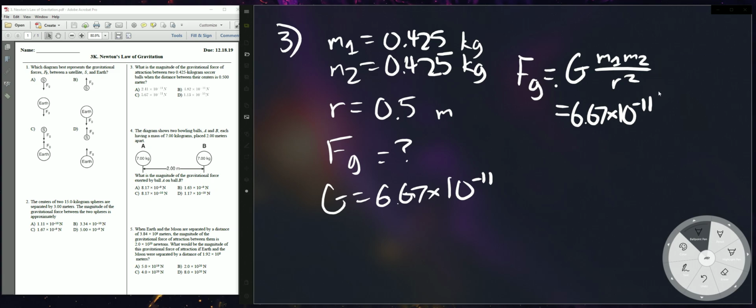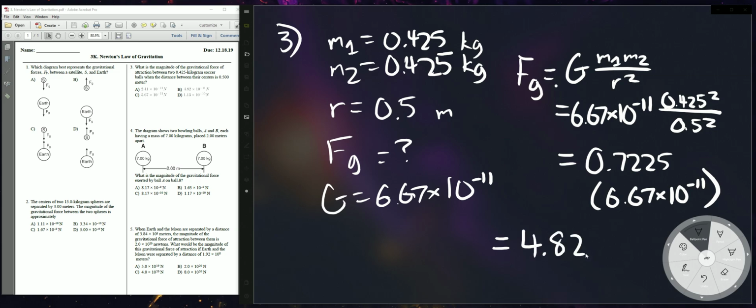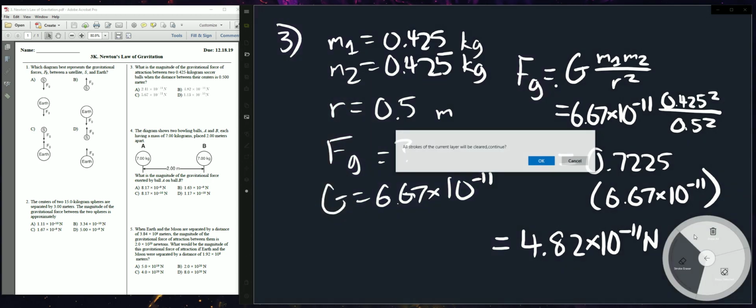6.67 times 10 to the negative 11. 0.425, I'm just going to square because you're multiplying by itself anyway. 0.5 squared. Once you figure this out, 0.425 squared divided by 0.5 squared is going to give you 0.7225 times 6.67 times 10 to the negative 11. And then you're going to get 4.82 times 10 to the negative 11 newtons. Alright, so that's the answer.